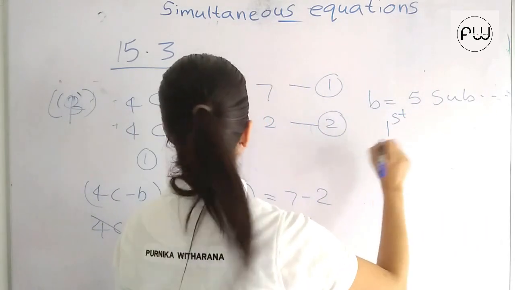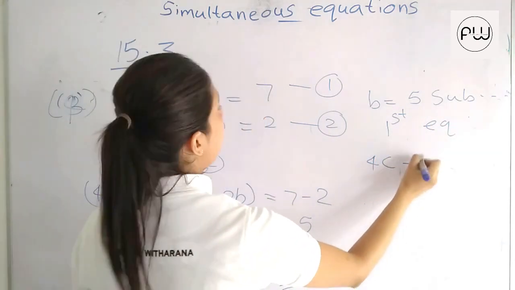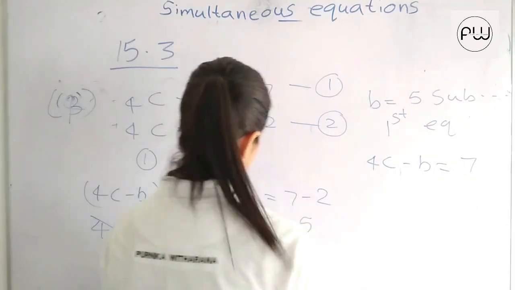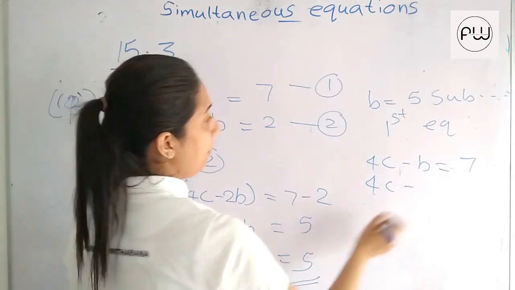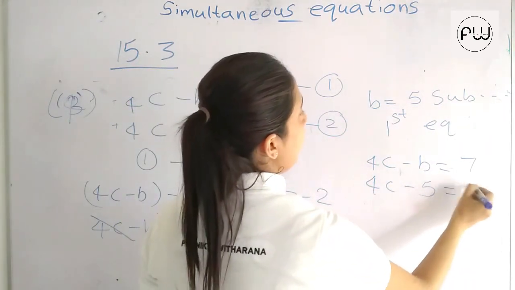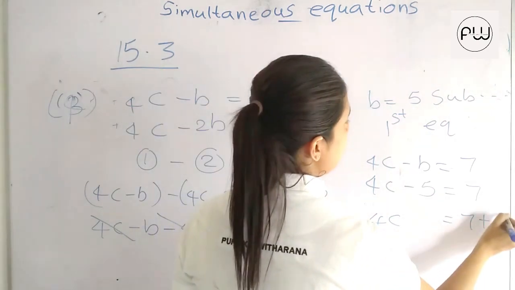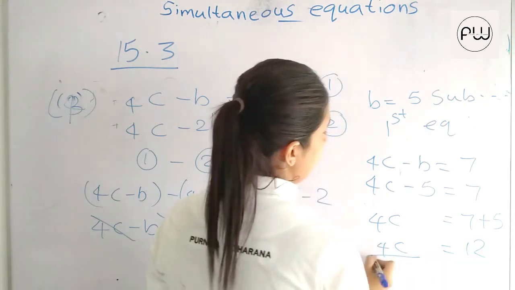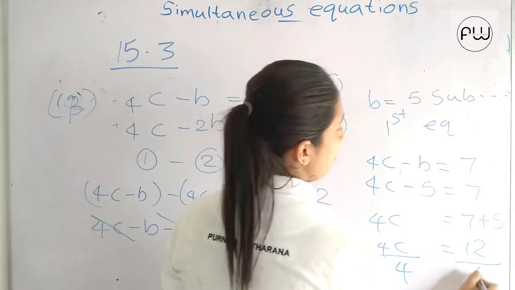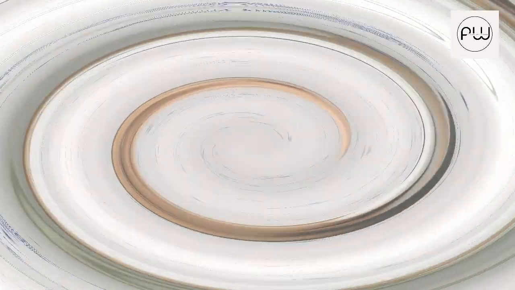Then I take the first equation. The first equation is 4c minus b equals 7. So 4c minus b, b is 5, equals 7. 4c equals 7 plus 5. It's 4c equals 12. Then we can divide both sides by 4. Then c equals 3.